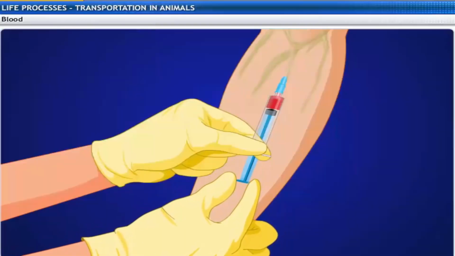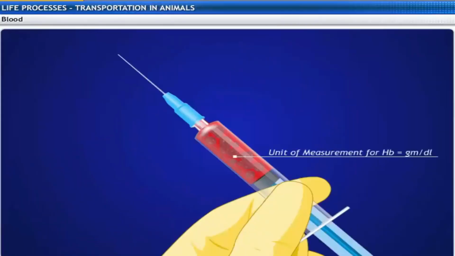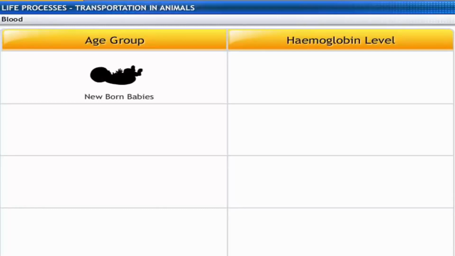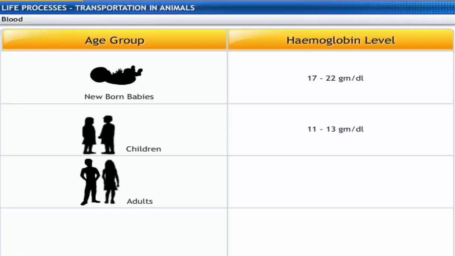The unit of measurement for hemoglobin is gram per deciliter of whole blood. In newborn babies, 17 to 22 gram per deciliter of hemoglobin is present. For children, the normal range is in between 11 and 13 gram per deciliter, and for adults, it is between 12 and 18 gram per deciliter.